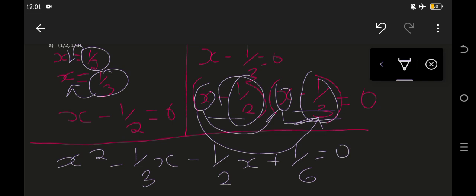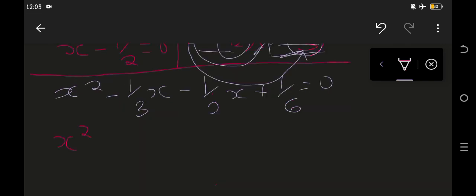Let us proceed. This means that you will have x squared minus 5 over 6x plus 1 over 6 is equal to 0. So this is the quadratic equation formed. This is our answer. Let us proceed to the second question, still on forming quadratic equations given a pair of roots.